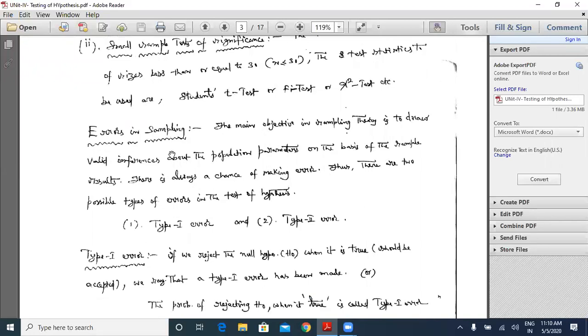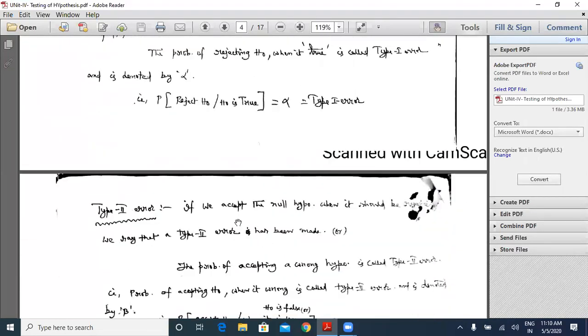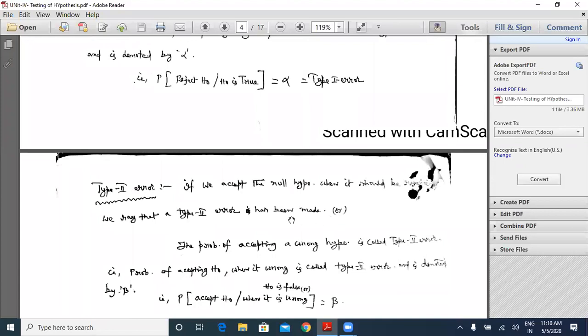Now errors in sampling. When you are doing sampling, there may be a chance of making errors. These errors are of two types: type 1 error and type 2 error. These are very important. Type 1 error means rejecting the null hypothesis H0 when it is true, and its probability is alpha. That is, the probability of rejecting H0 when H0 is true is equal to alpha. Type 2 error means we accept the null hypothesis when it should be rejected. We say that a type 2 error has been made.